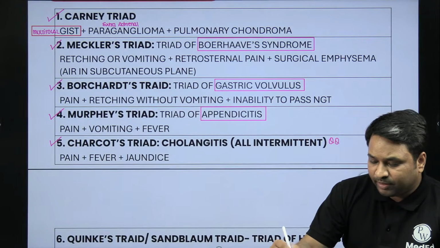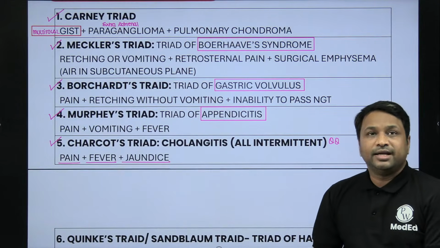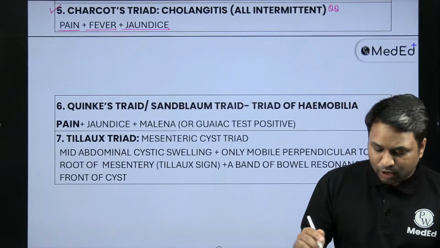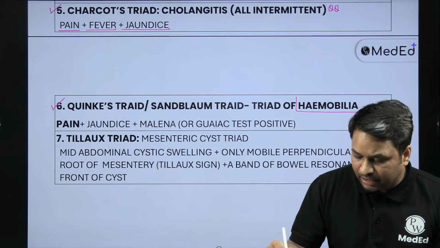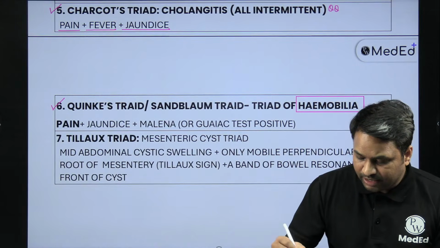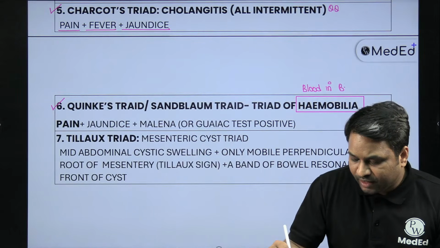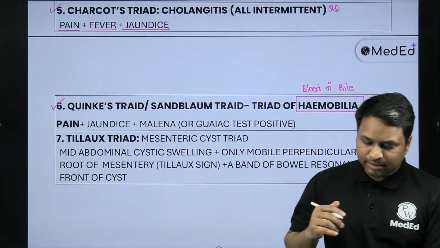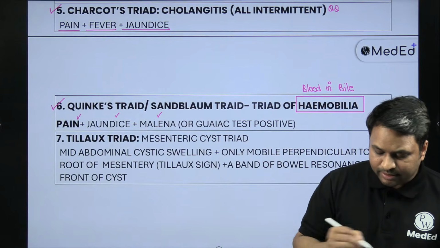All of them will be intermittent. That is intermittent pain, intermittent fever and intermittent jaundice. And this usually occurs secondary to CBD stones. Then you have the Quincke's triad, also called as the Sandbellum's triad, which is seen in hemobilia, that is blood in bile. Hemobilia is blood in bile. If there is bile in blood, it is called as bilhaemia, which is more dangerous. This is hemobilia. So in hemobilia, there will be pain, there is jaundice and associated with melena.